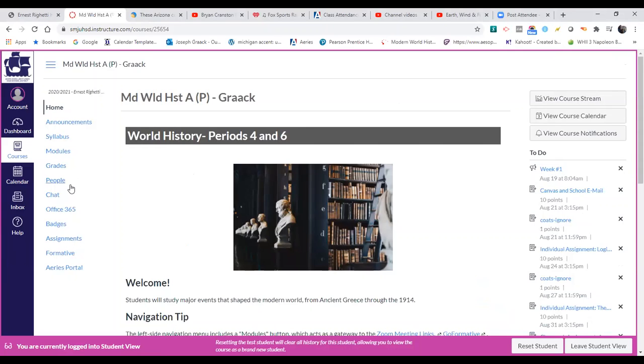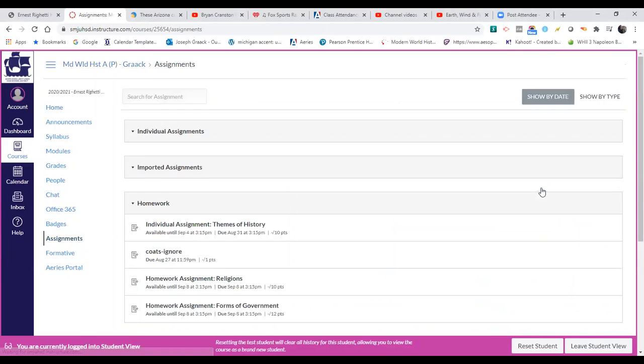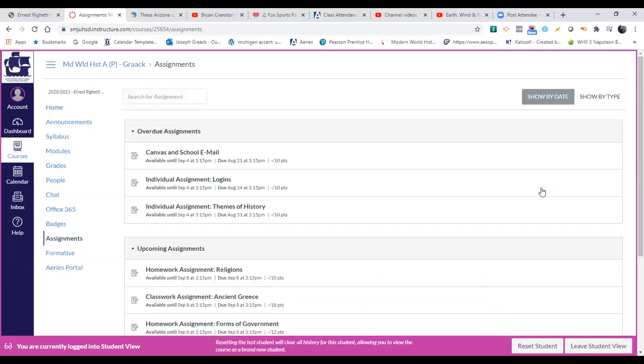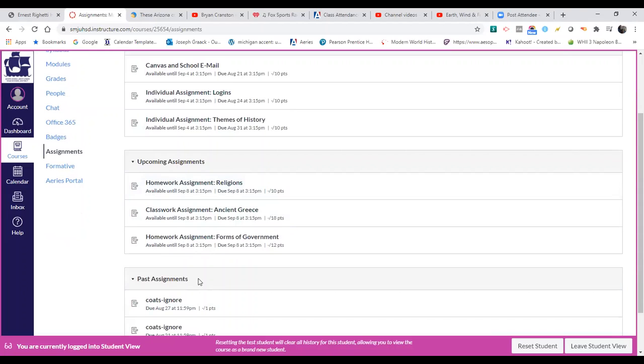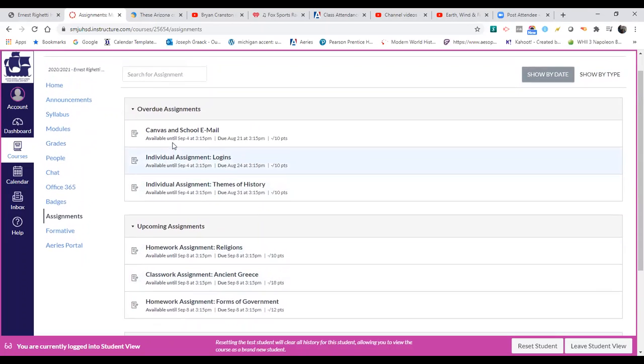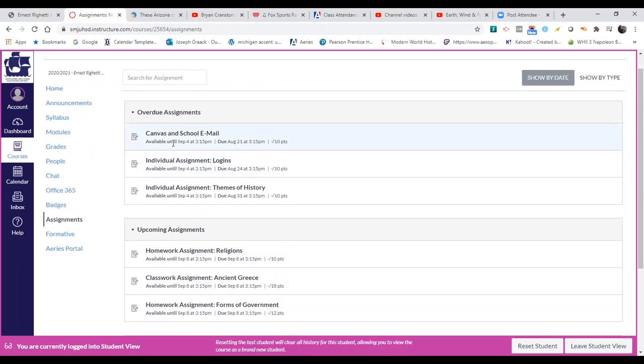But one of the things that I wanted to show you is if you click on assignments, there's a couple of things I want to show you. So even what we did the first week, Canvas and school email, that was due technically August 21st at 3:15, which was that first Friday through school. But if you see, it's still available. So even though there's due dates and those due dates have been put in, they are still available. These assignments here, you can see some are available until September 8th. The assignments that we have are still available to you.